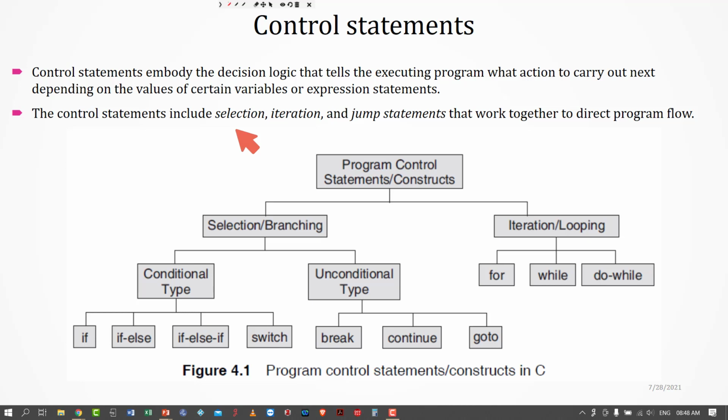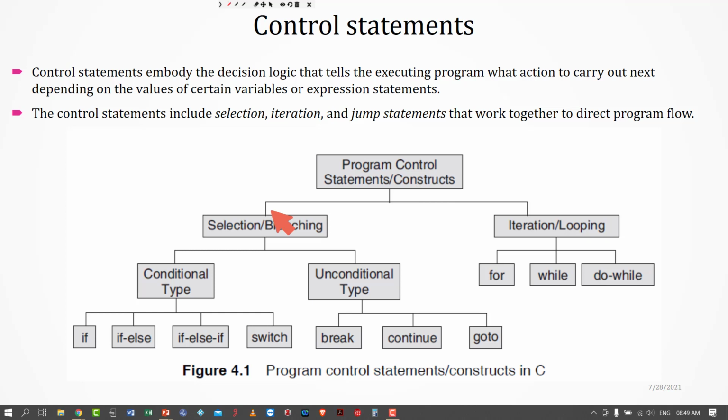Jump statement means skipping certain statements, or avoiding certain statements from execution, which can be done using a jump statement. Anyway, we will study those things in detail. So this is the classification.